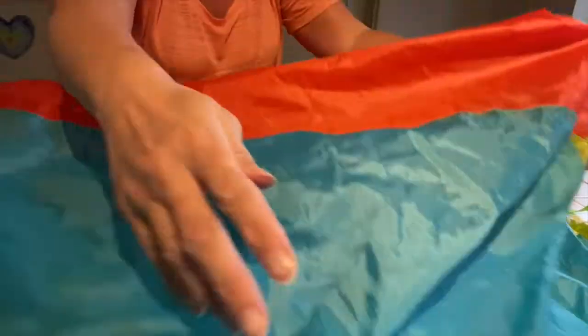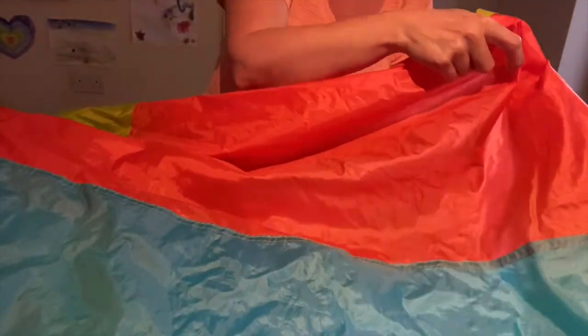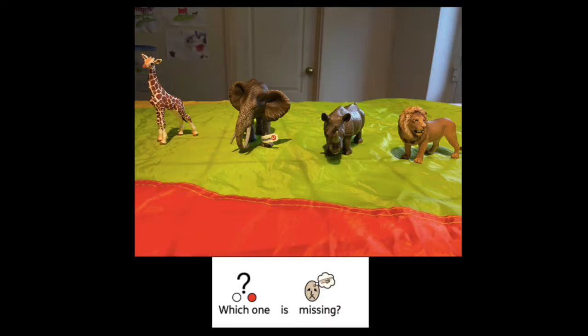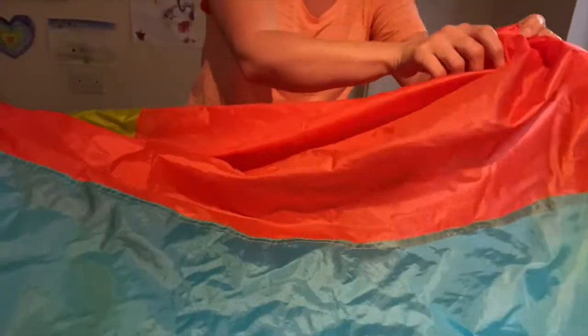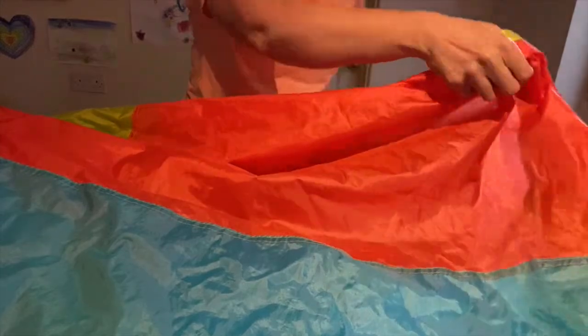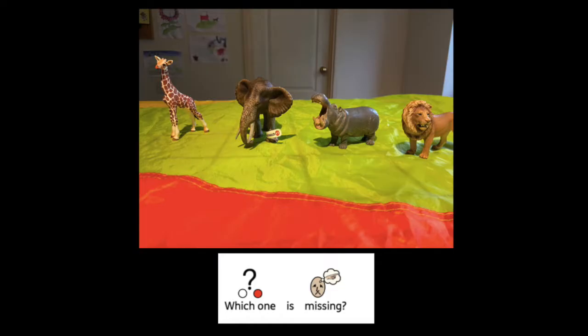No peeking. Which one is missing? That's right, it was the hippo. No peeking. Which one is missing? That's right, it was the rhino.